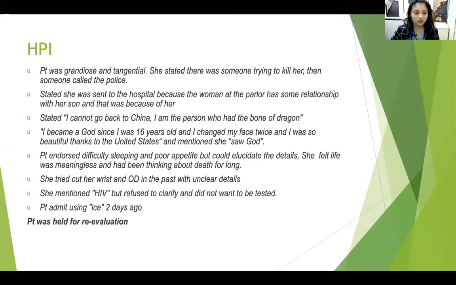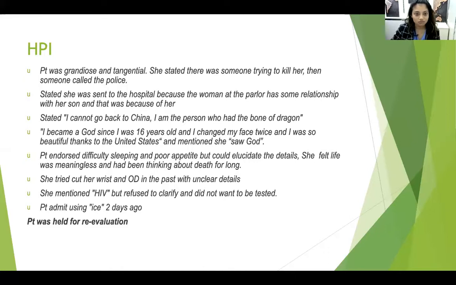and mentioned that she saw God. She endorsed difficulty sleeping and poor appetite, but could not elaborate further, felt her life was meaningless and that she's been thinking about death for a long time. She tried to cut her wrist and overdose in the past, but was not able to give more details. She mentioned HIV, but refused to clarify and was offered testing, which she refused. She also admits again to using ice, which is crystal meth, 2 days ago.